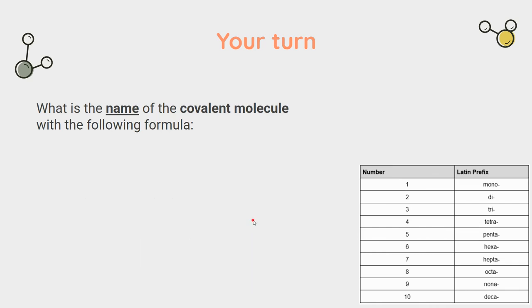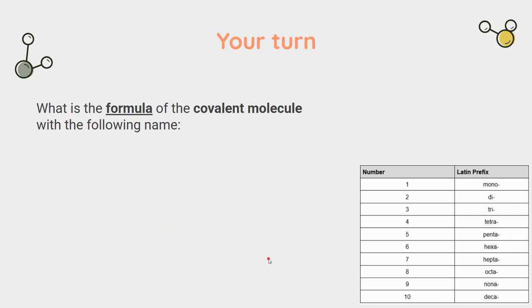What about this molecule? What is the name of this molecule? SF6. Go ahead and answer on the EdPuzzle. We have 1 sulfur and 6 fluorines. Because we don't use mono for the first element, it's just sulfur, not monosulfur. So just sulfur, and hexafluoride for the 6 fluorines.